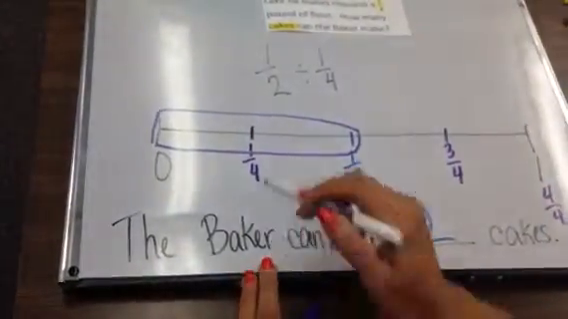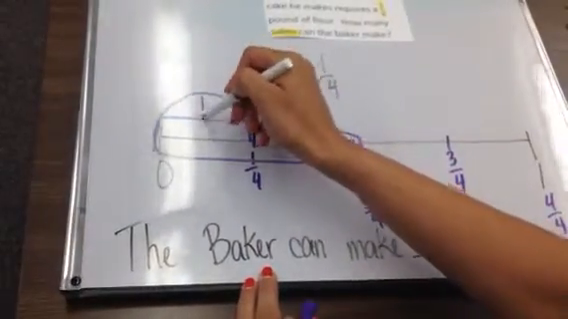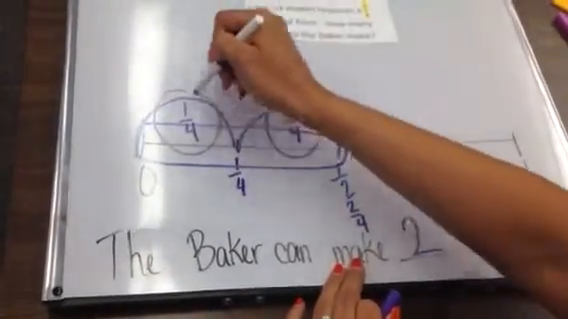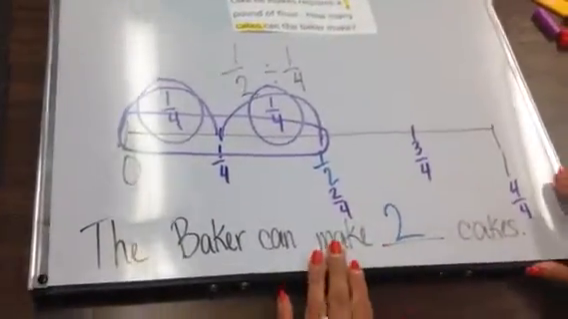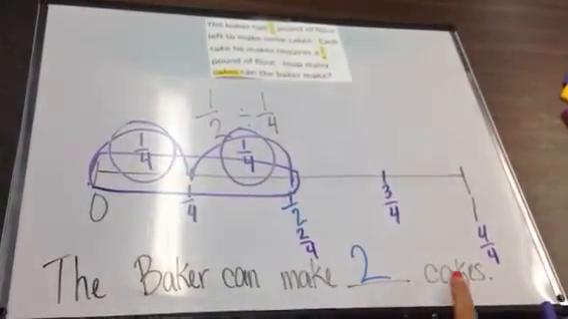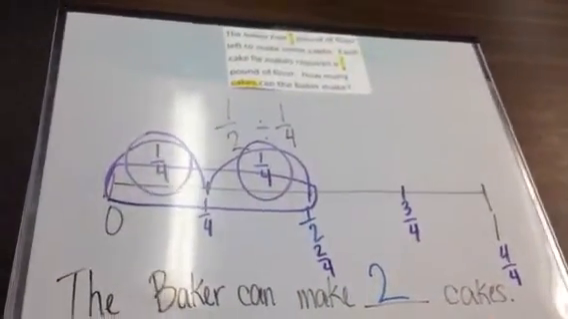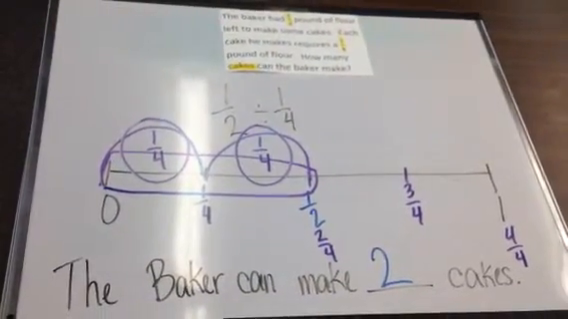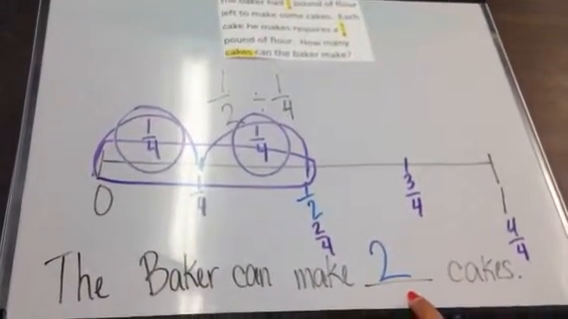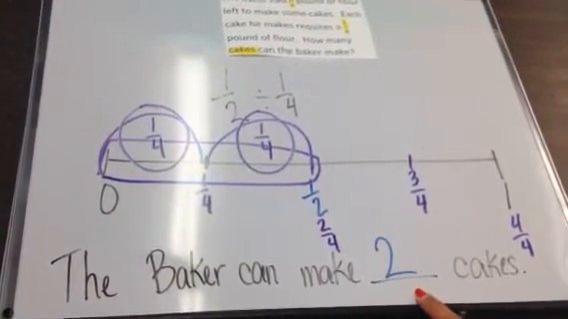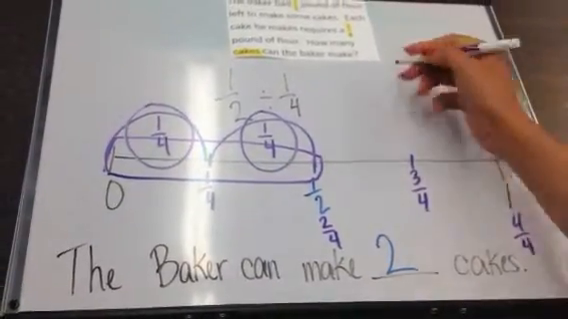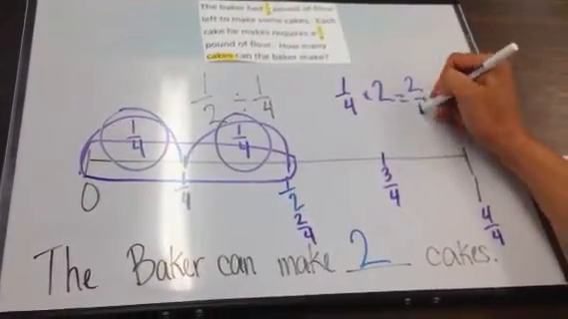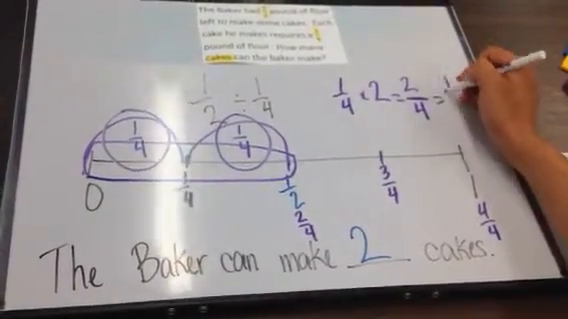We're trying to figure out how many fourths. Well, here's 1/4, and here's 1/4. So we have 2 1/4 pieces that he can make for his cake. The baker can make 2 cakes. Again, when teaching to students, I would go back and ask the same questions I asked when modeling with manipulatives. Does this sound reasonable? Can the baker make 2 cakes? One way to check would be 1/4 times 2, which is 2/4, which is 1/2.